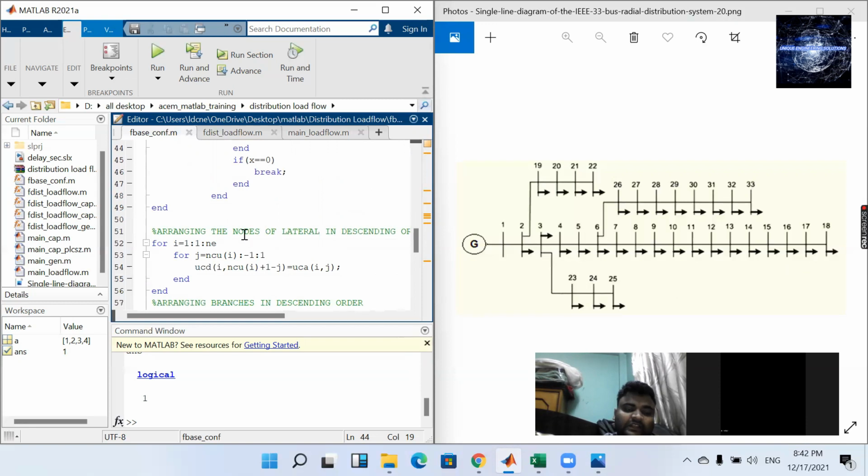Then we arrange the laterals in descending order. We need descending order because of the power summation. If we neglect the losses, then what will be the power summation? For this branch, the power flow will be the load of 18. For this branch, how much will be the power flow? That is the sum of the loads of 17 and 18. Likewise, we are just reversing the values.